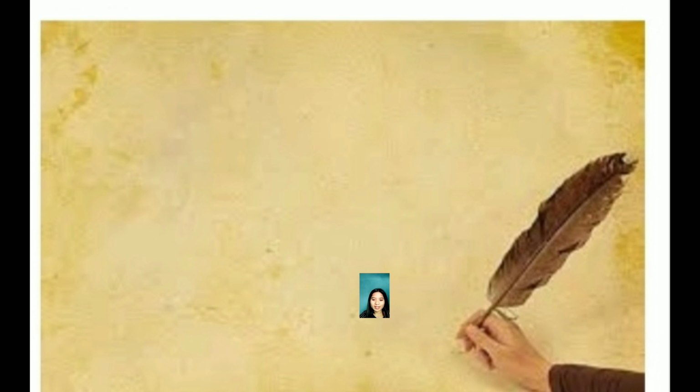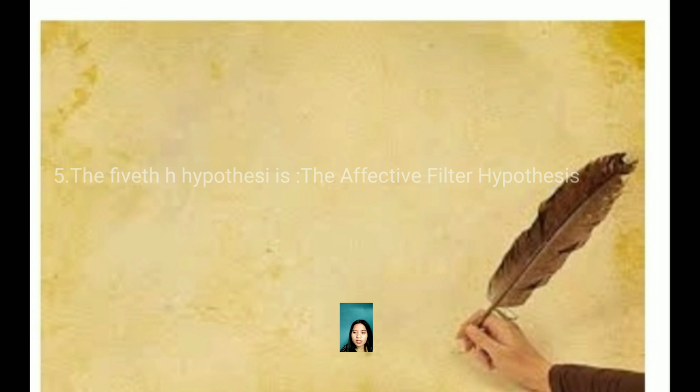Okay, next, the fifth hypothesis is the affective filter hypothesis. This hypothesis states that attitudinal variables relating to success in second language acquisition generally relate directly to language acquisition, but not necessarily to language learning.